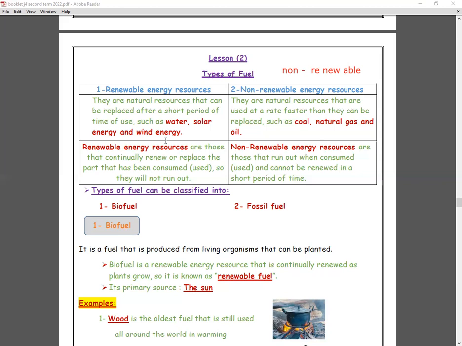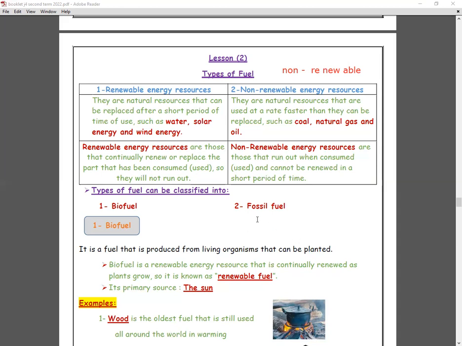Wind energy, like wind turbines, we always see them on the highway road because there is very strong wind there, so we can convert the wind energy, which makes the blades of the turbine move. So we now have kinetic energy. We can convert it from kinetic energy into electric energy. Okay. Renewable energy resources are those that continuously renew or replace the part that has been consumed or used, so they will not run out.